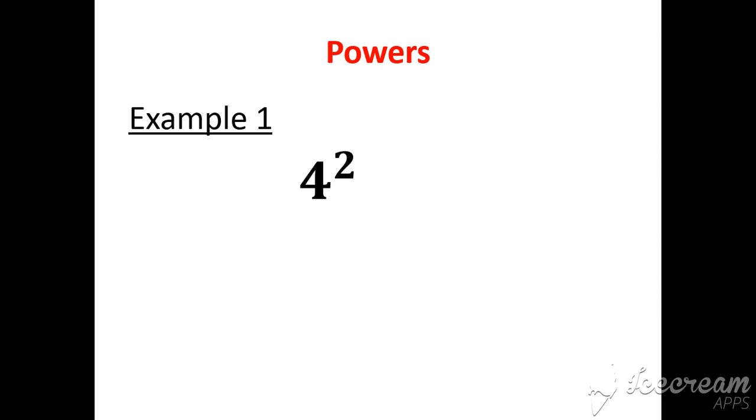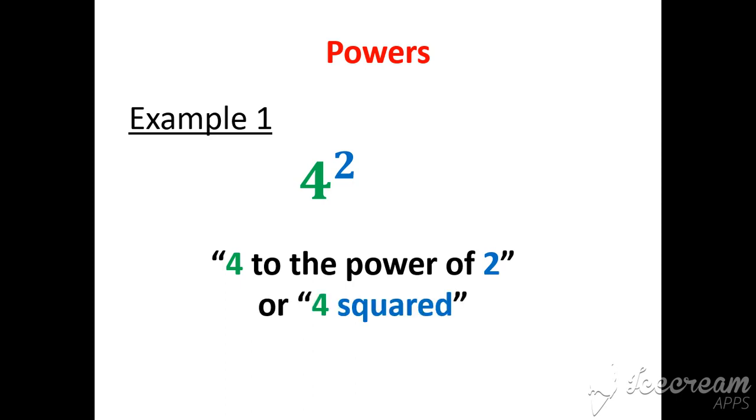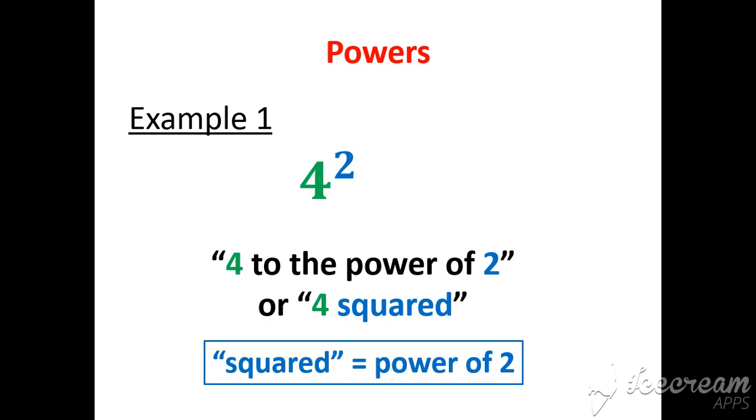Example 1, 4 to the power of 2. Now we can say 4 to the power of 2, or we could say 4 squared. Squared is a special name for a power of 2. So when we have a power of 2, we can say squared.